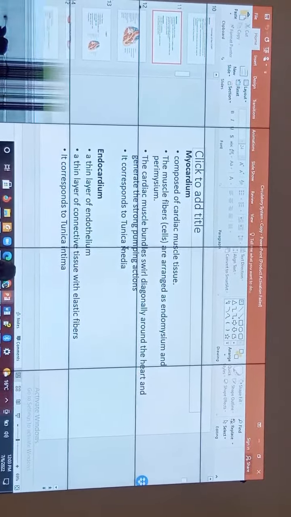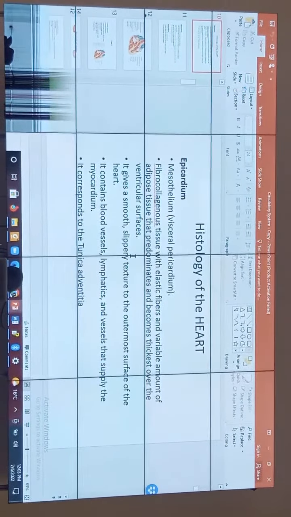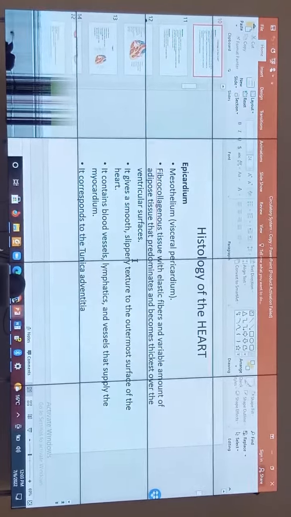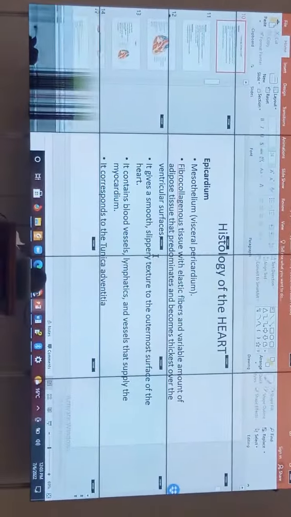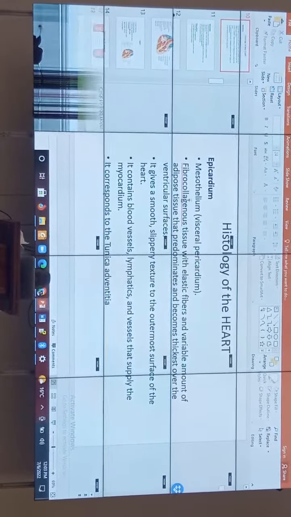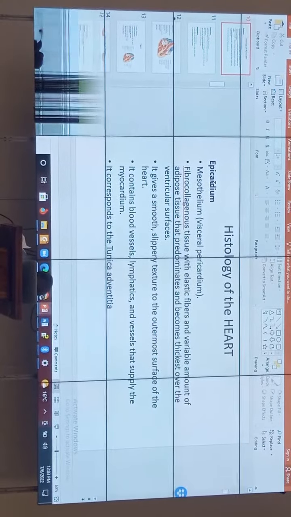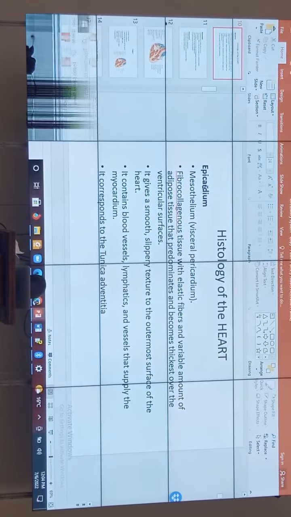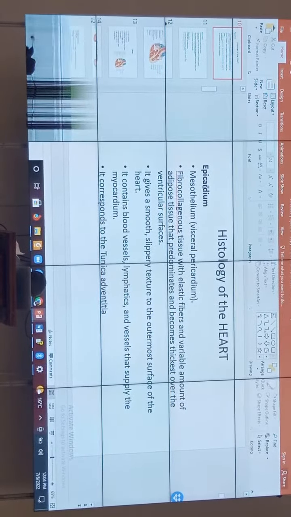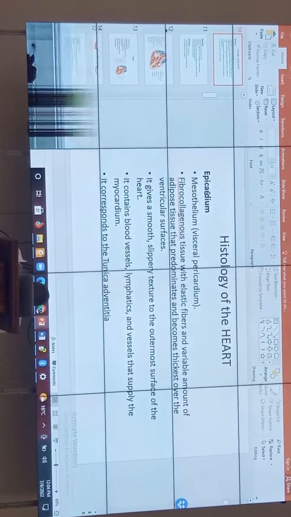Now, more superficial to the myocardium is the epicardium. The word epi means above, or superficial to a certain structure. So we are saying that the epicardium is the outermost layer of the three. The deepest will be the endocardium, which is closer to the lumen of the heart. Surrounding it will be the myocardium.